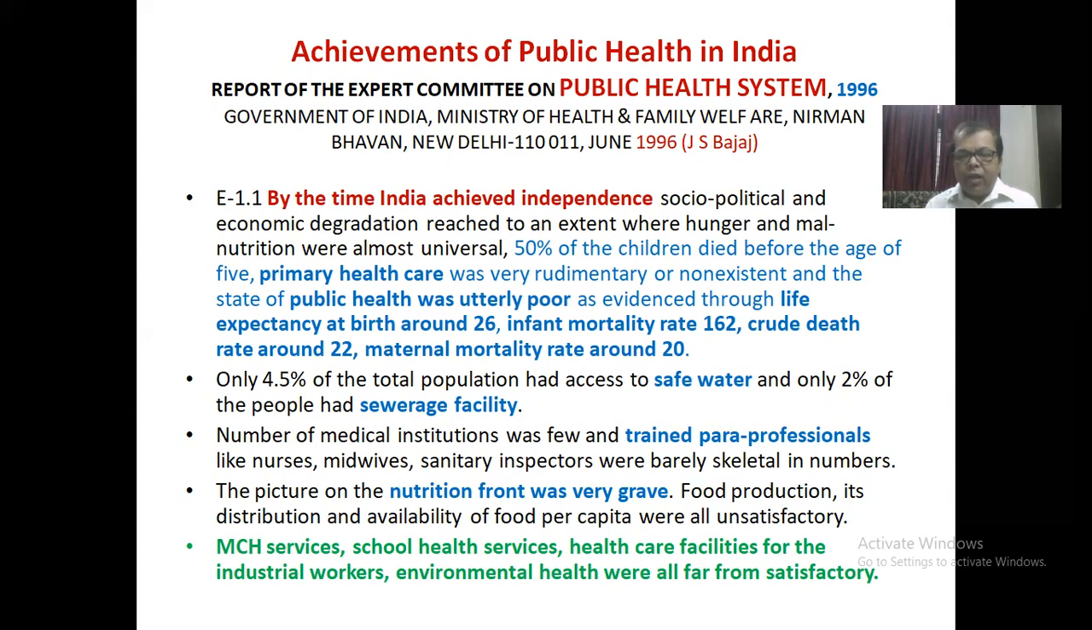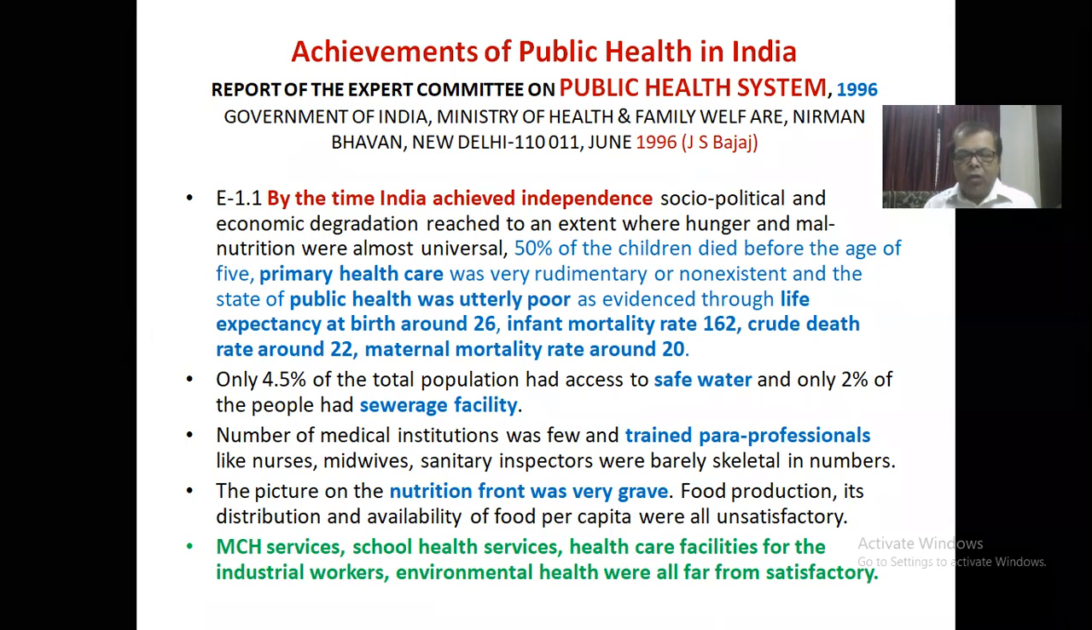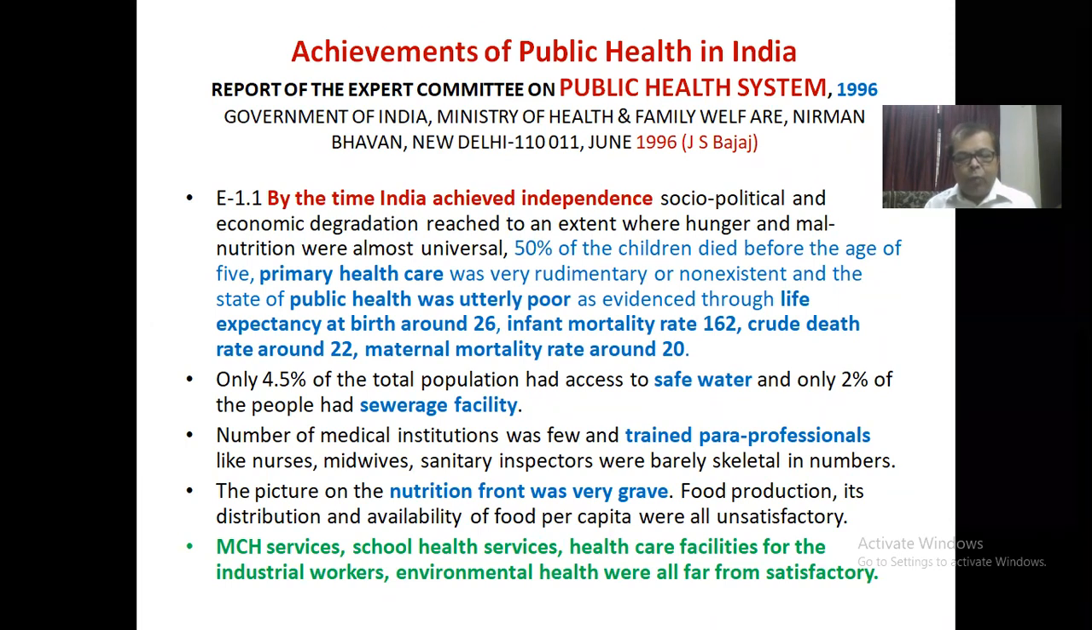Life expectancy at birth was around 26 at that point of time, and we know that it is around 71, 72 in various states of India. So we have moved significantly. Infant mortality rate was 162, crude death rate around 22, maternal mortality rate around 20. That means the indicators of public health and health outcome were very poor at that point of time.